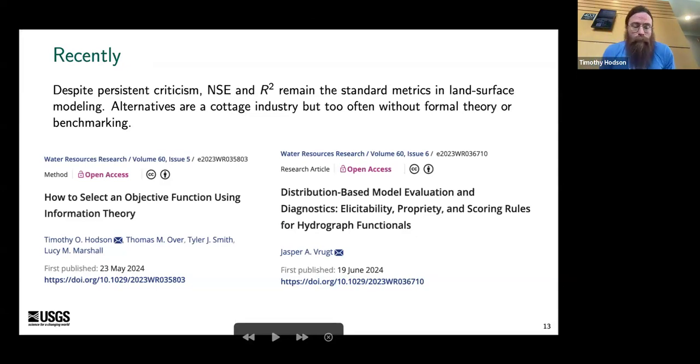And more recently, I think we're all familiar, there's been criticism of Nash-Sutcliffe and R-squared, that they remain standard metrics. And there's somewhat of a cottage industry coming up with alternatives. In many cases, these papers can have very good ideas, but sometimes they're lacking in formal theory and benchmarking, which we need if we want to make progress. We need to know why one is better than another.